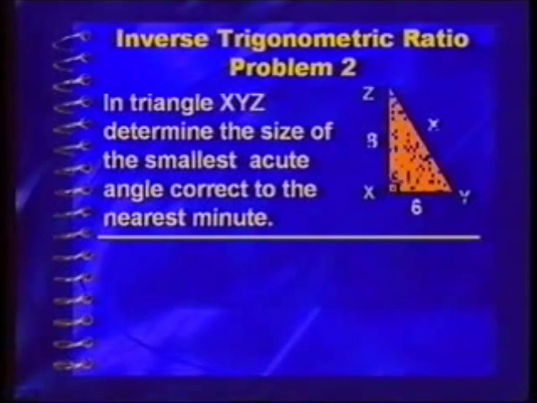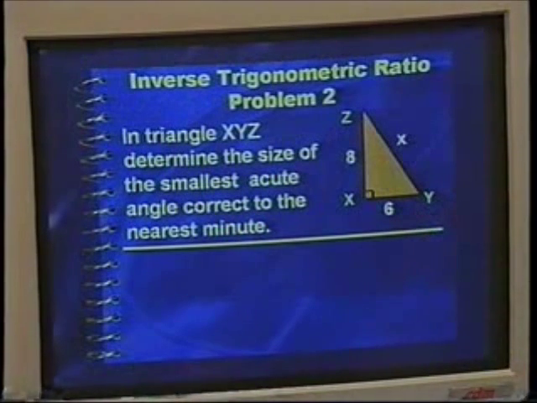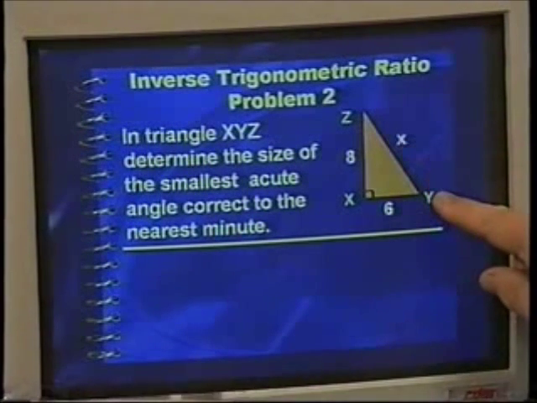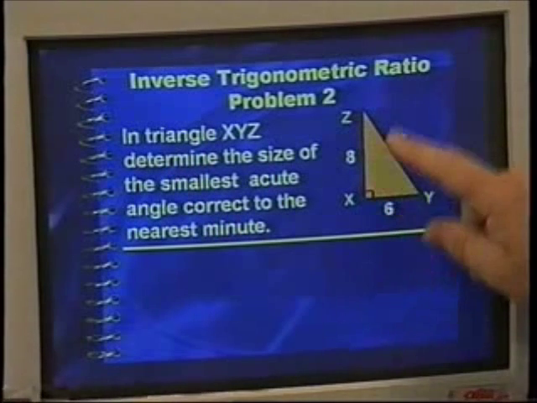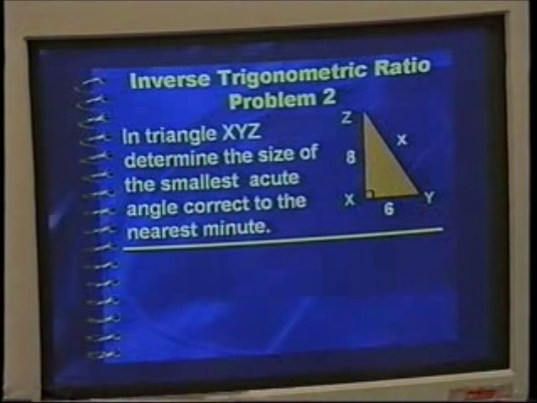Let's now have a look at how we can use these inverse ratios in practical problems. I've got a triangle problem here and I want you to find the angle. There we've got triangle XYZ, and we want to find the size of the smallest acute angle correct to the nearest minute. The smallest angle will always occur opposite the smallest side. Being the longest side there, that is side 8. So obviously the angle we want is angle Z.